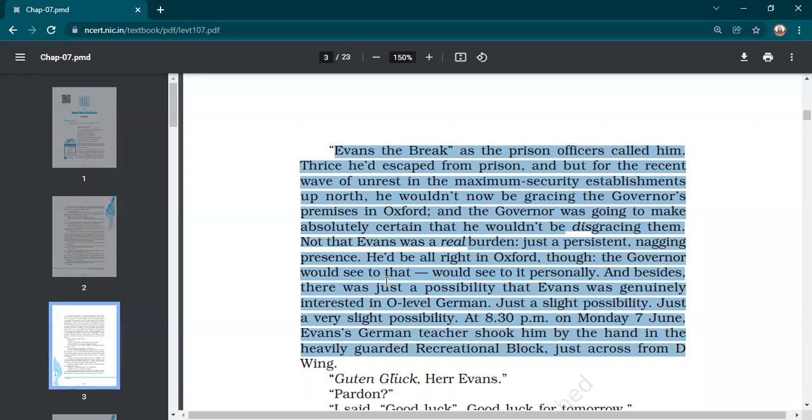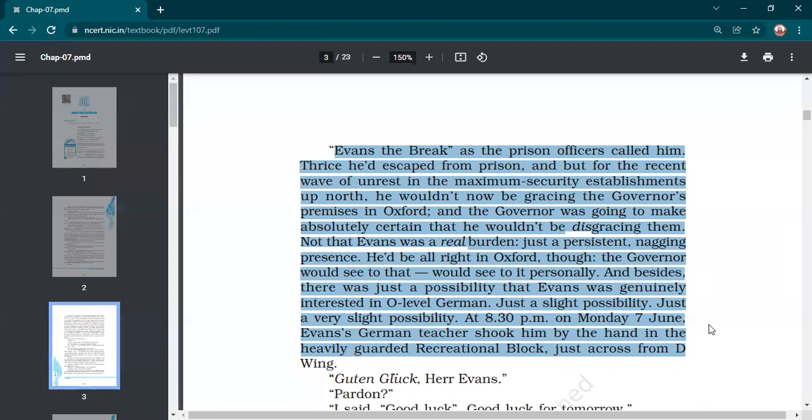So that's why the governor is getting into this case personally. He's calling the examination cell and everything because he knows that if Evans runs away for the fourth time, that will be the biggest disgrace. So maybe they are thinking that the man genuinely wants to go for that O-level German exam, or he's just passing the time. They don't know. But they just want to give him a chance: okay, if he wants to study, let him have a chance. So it's just a slight possibility, a very small possibility, that he will run away.